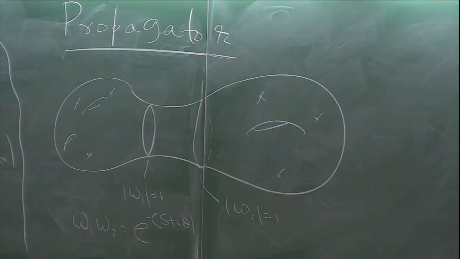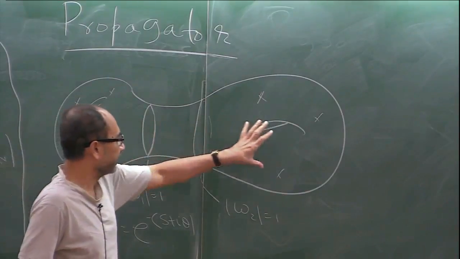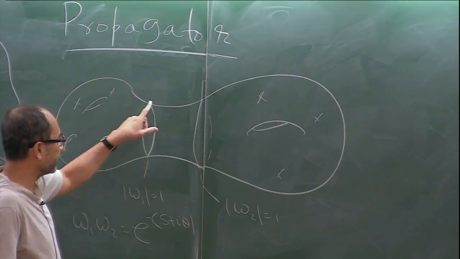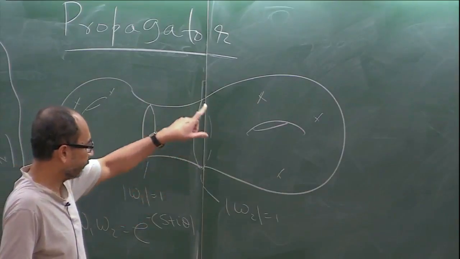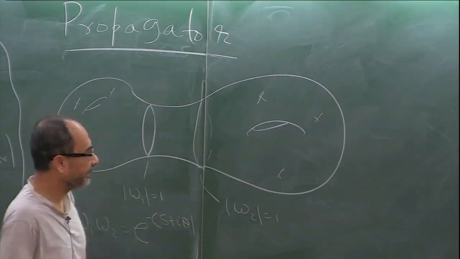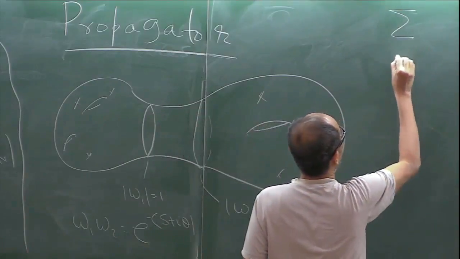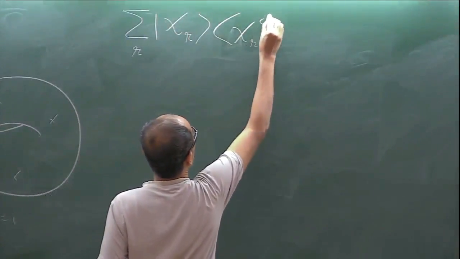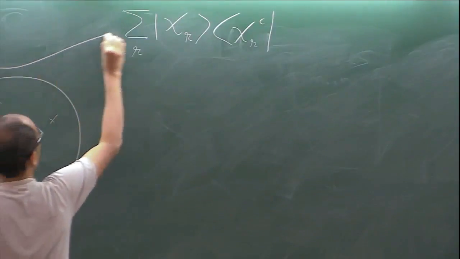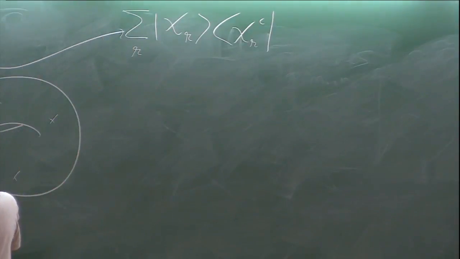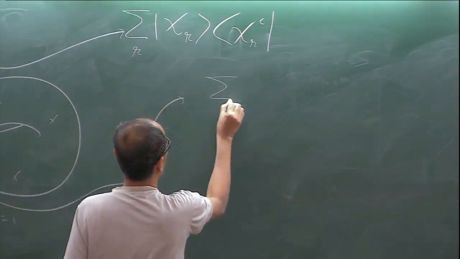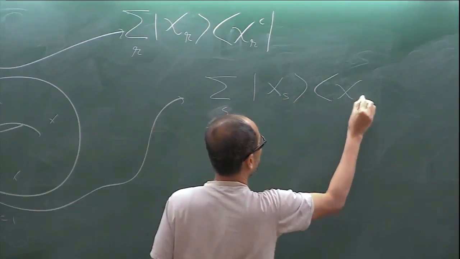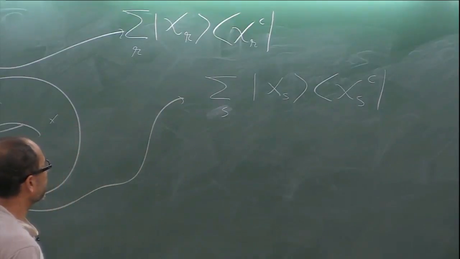So what we are going to do, to see what this plumbing fixture gives, is you insert a complete set of states on this circle, mod W1 equal to 1 circle and mod W2 equal to 1 circle, by writing this as: insert sum over R chi R C, this we insert here, and on this I insert sum over S. Where what is chi R?